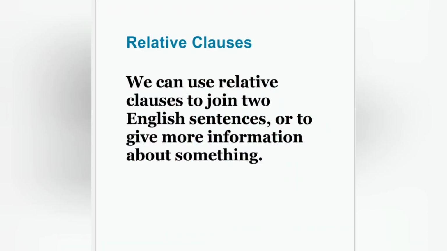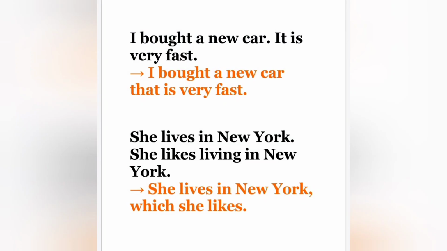What is a relative clause? We can use relative clauses to join two English sentences or to give more information about something. See the following sentences. I bought a new car. It is very fast. We can combine these two sentences with a relative clause. See the next sentence. I bought a new car that is very fast. In this sentence, that is used as a relative clause.